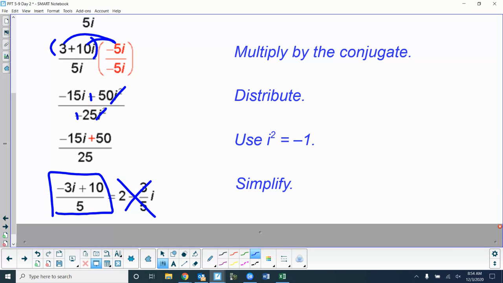Questions on that example? Making sense to you? Okay.